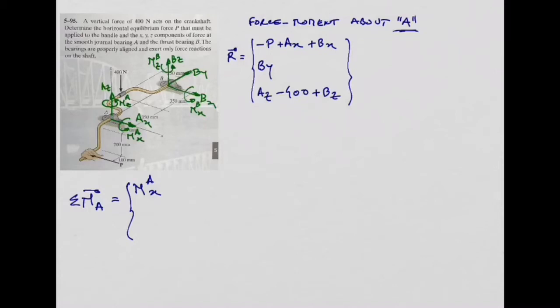What else do I have at point A? I have MAZ, a reaction moment with a component in the z direction, which I can also include here in the z component. It is already a moment. And these two moments, the two reaction moments we have at point A, I need to include.